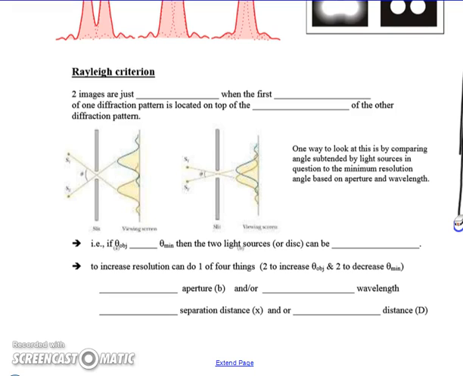All right. So it basically says Rayleigh Criteria: two images are just resolved when the first minimum of a diffraction pattern is located on top of the maximum of the other. So we have one and then the other. So we need two sources of light for this to be an issue.